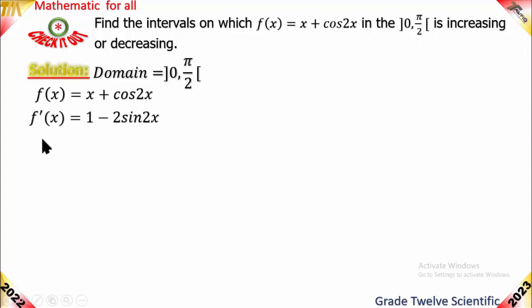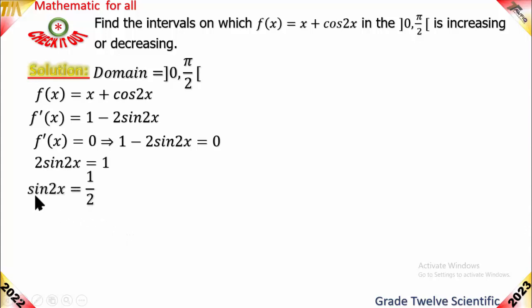f prime of x is equal to the derivative of x, which is 1, minus the derivative of cosine, which is minus sine 2x, multiplying by the derivative of the angle, which is 2. Then f prime of x is equal to 1 minus 2 sine 2x. Let the derivative be equal to 0, then 1 minus 2 sine 2x is equal to 0, and simplifying, sine 2x is equal to 1 over 2.